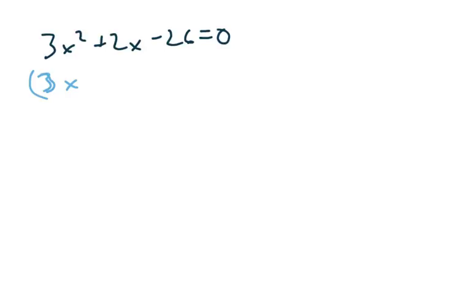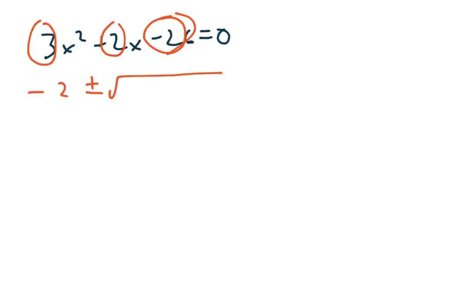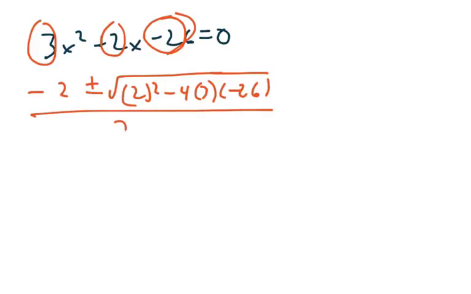My only choice is I'm just going to go ahead and do quadratic formula. So hopefully you realize, follow the red, A is 3, B is 2, C is negative 26 there. So here I go. I'm going to do the negative of B plus or minus the square root of B squared minus 4 times A times C. Watch your negatives. All over 2 times A. And A, of course, is 3.